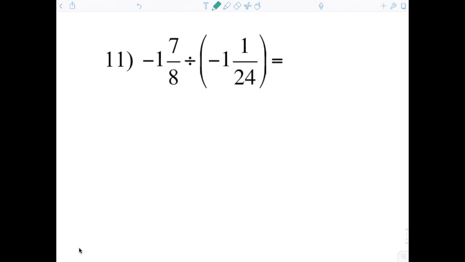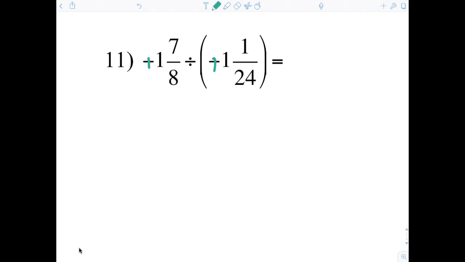11. We have division, but first, what do we have to do? Tell me. Yes, convert to improper fractions. Now, again, this one we have a negative times a negative, so that's automatically a positive. So again, my advice, just change that automatically to a positive. All right, Hunter, go ahead and tell me now.